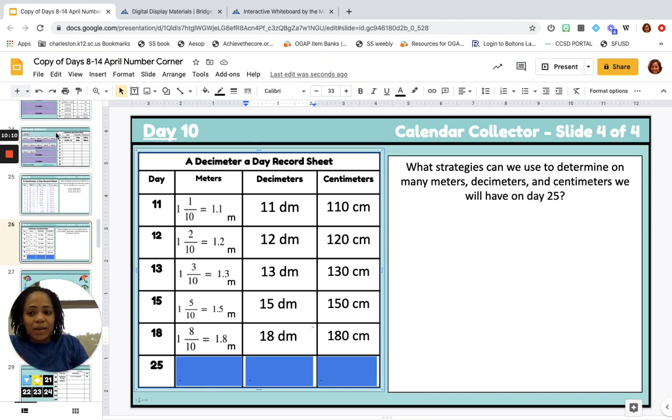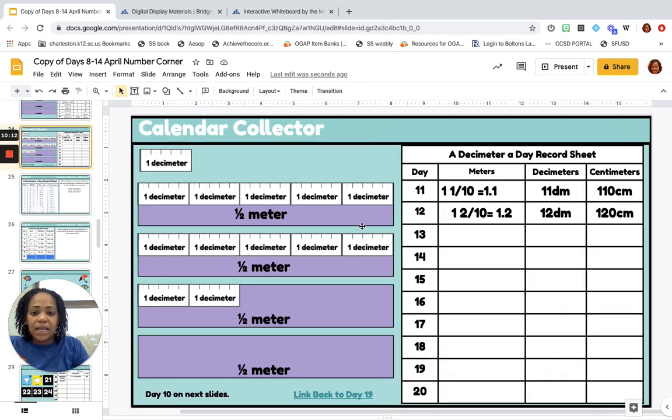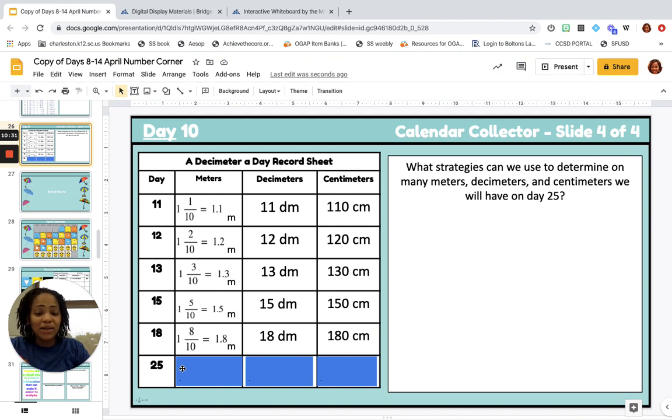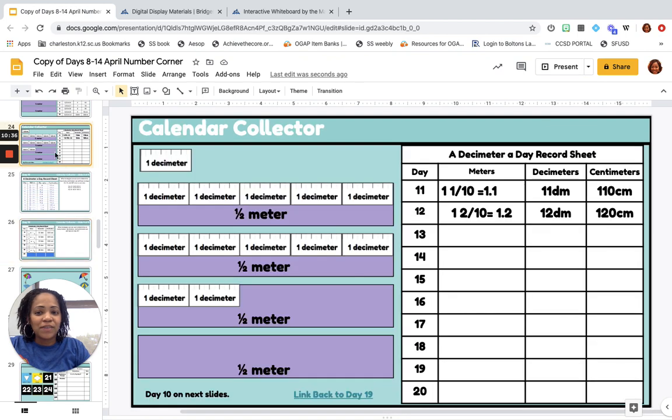Right, if you're thinking about it, let's go back and think about how many decimeters it took for 1 full meter. It took 10, right? So then how many decimeters would it take for 2 full meters? Good, we would need 20, but I'm asking for 25. So we know that we would have more than 2 meters, right? And then our picture shows it perfectly. How many decimeters are on half of a meter? 5. So I have 25.